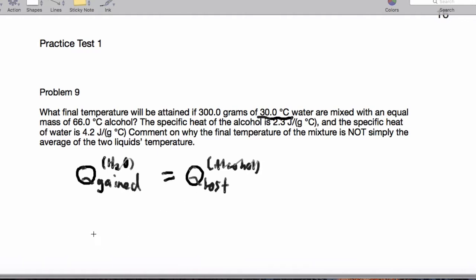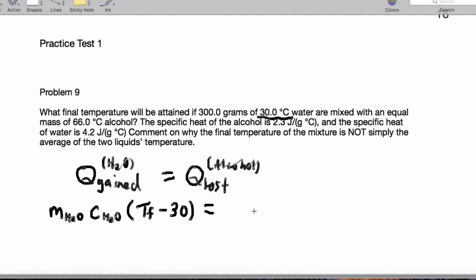And we're going to go ahead and set up Q equals MC delta T for both. So we're going to have M of the water, C of the water, and the water's final temperature. I'm just going to work in absolute values. Water's going to gain heat. It's going to go up in temperature, so it's going to be T final minus 30.